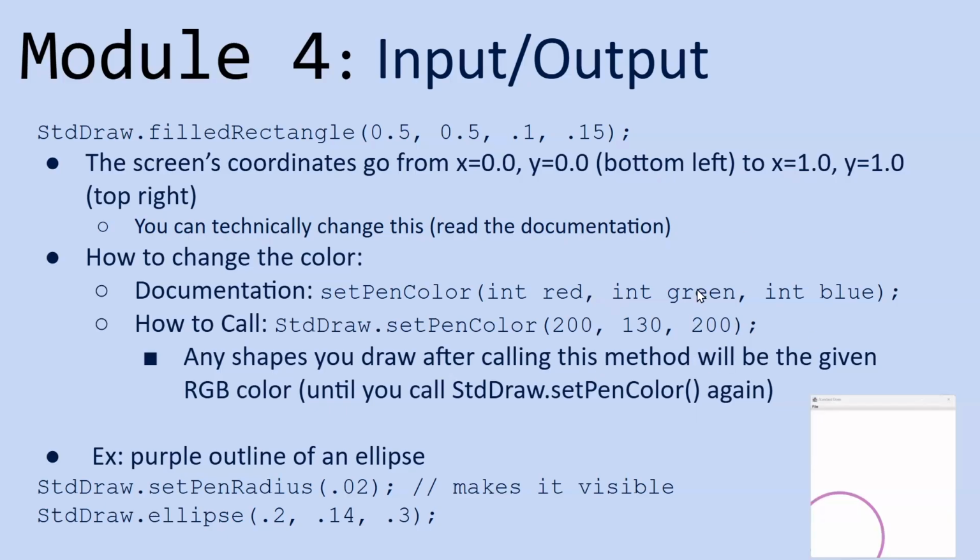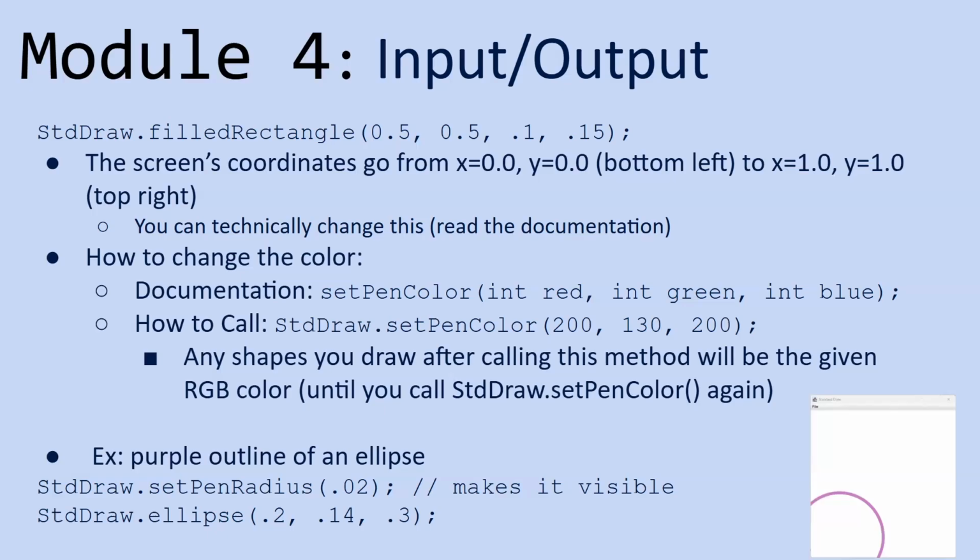So that's what this line does, sets the pen to the color I specified in RGB. If you aren't super familiar with RGB, I'm sure you can look up a color picker or something and it should tell you the RGB value. Higher numbers mean brighter colors, lower numbers mean darker colors, but we usually give you the RGB values that you need in this course. And then any shapes that you draw after calling the set pen color line will be given that RGB color until you call set pen color again, of course.